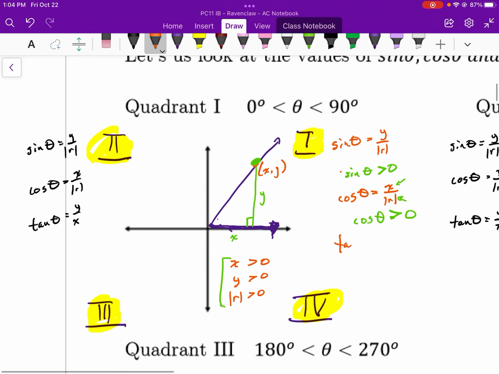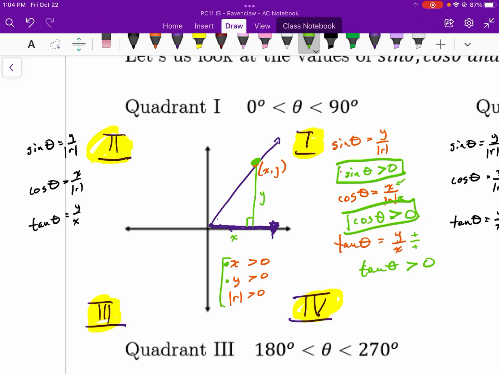Now tangent theta. Tangent theta by definition is y over x. And in quadrant 1, what do we notice about x and y? Well, x and y are both positive. So tangent theta is a positive divided by a positive, and this will yield a positive number. So what do we know about quadrant number 1? In quadrant number 1, sine, cosine, and tangent are all positive for all angles in quadrant number 1.